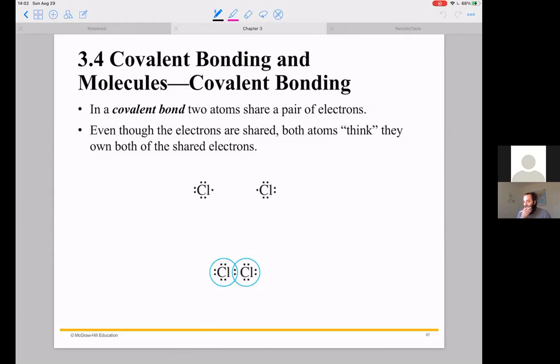So instead of before, like in an ionic compound, basically chlorine would take all of sodium's electrons and those two ions would form that bond. In a covalent bond, so for example, in Cl2, which is between two chlorine atoms, these atoms are now sharing this pair of electrons. Okay, so covalent bonding, we think sharing electrons.